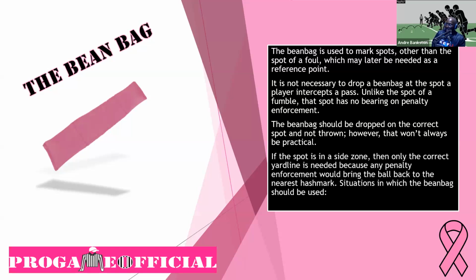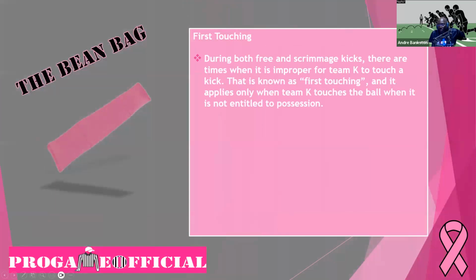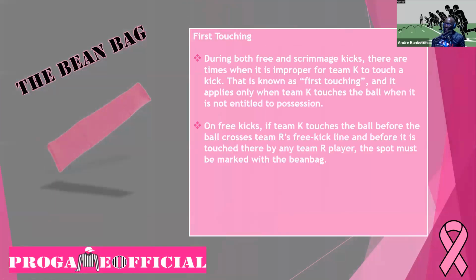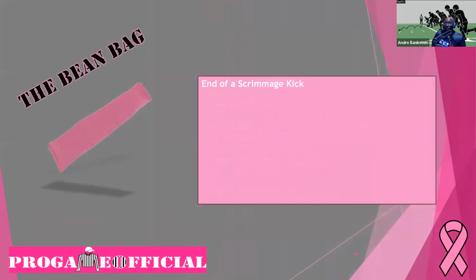However, that's not always practical. If the spot is in the side zone, then only the correct yard line is needed, because any penalty enforced will bring the ball back. So, again, we drop the beanbag on first touching, either on a free kick or a scrimmage kick by K, and at the end of a scrimmage kick.